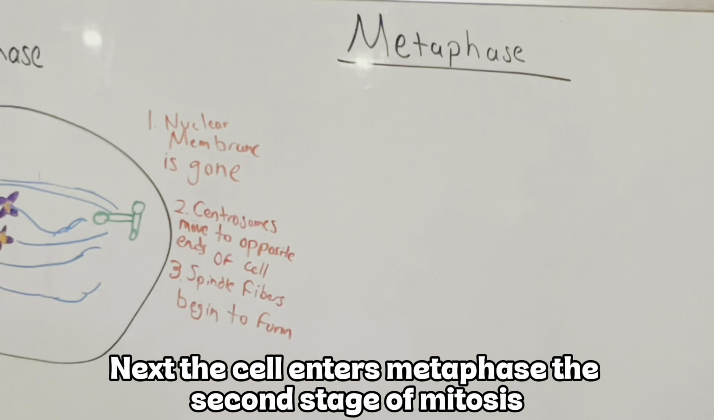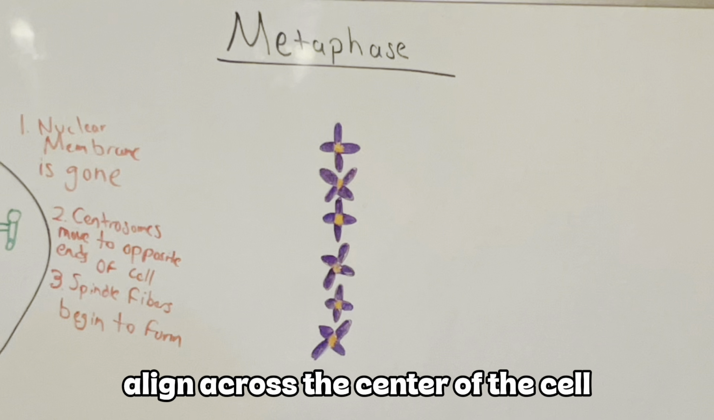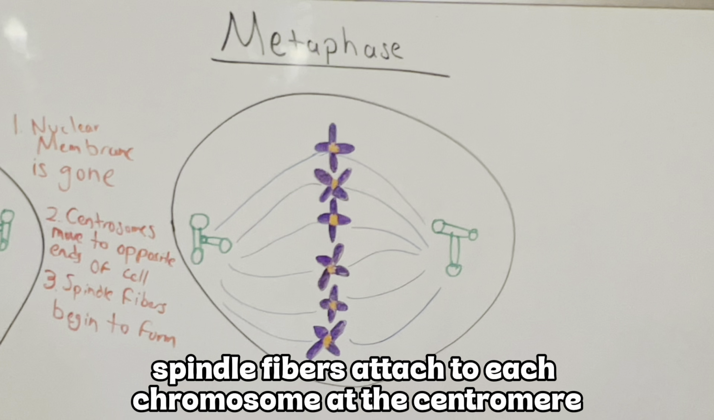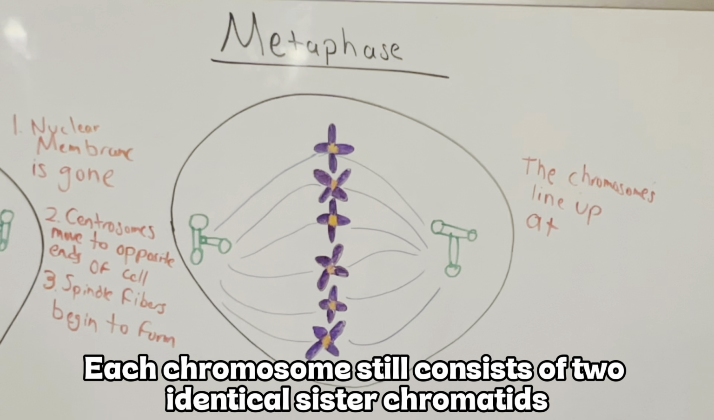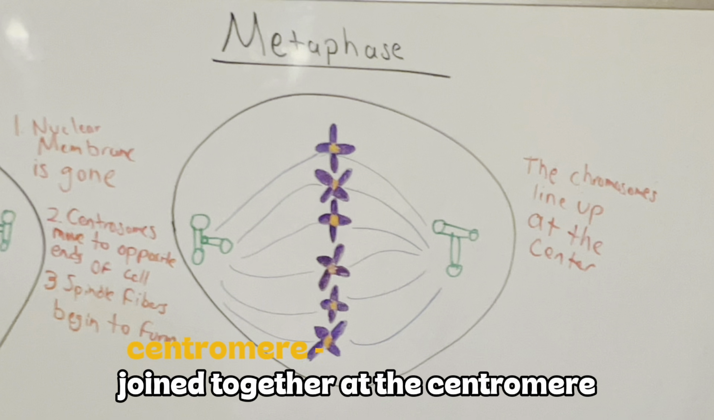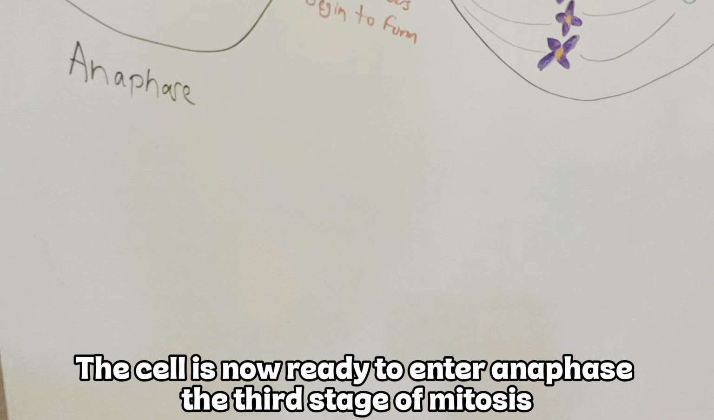Next, the cell enters metaphase, the second stage of mitosis. During this phase, the 6 duplicated chromosomes are lined up across the center of the cell. As the chromosomes line up, spindle fibers attach to each chromosome at the centromere. Each chromosome still consists of 2 identical sister chromatids joined together at the centromere. The cell is now ready to enter anaphase, the third stage of mitosis.